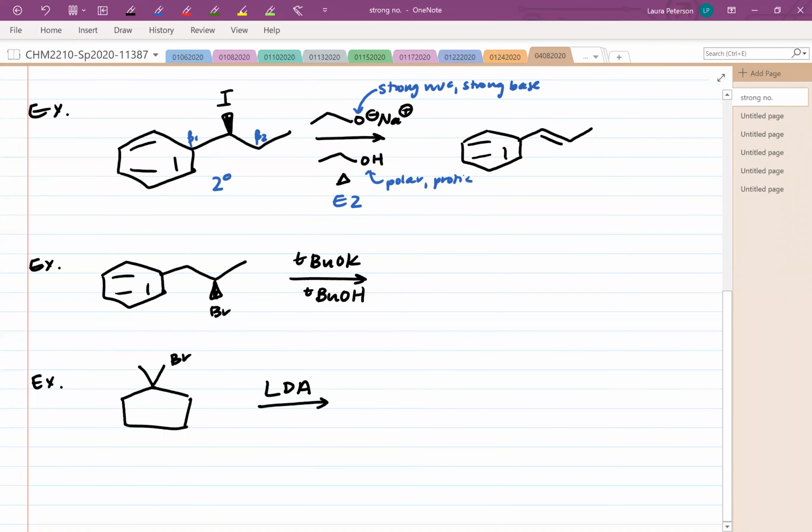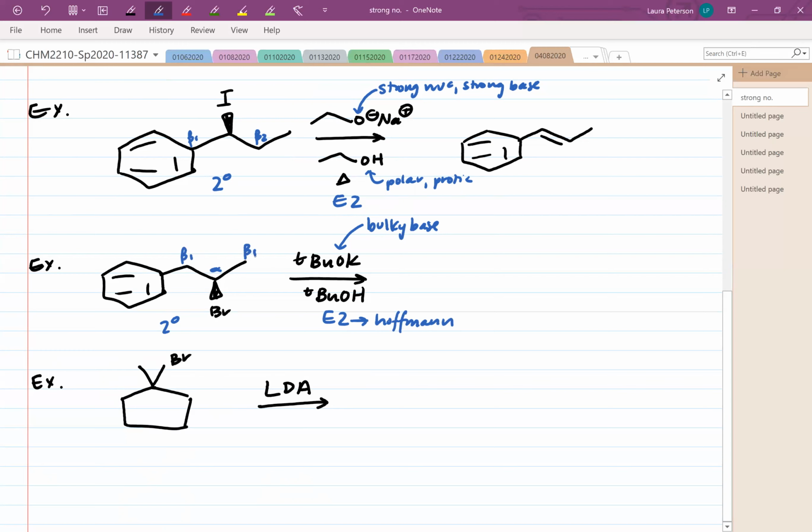Okay, so next we have an example with a secondary halide. Okay, so this bromide, and now we have this tert-butoxide and tert-butanol. All right, so tert-butoxide was another example of a bulky base, and notice how we're in that conjugate acid solvent, tert-butanol. So bulky bases, non-nucleophilic bases, they undergo E2 reactions, and as we saw earlier, that's going to give us the Hofmann product.